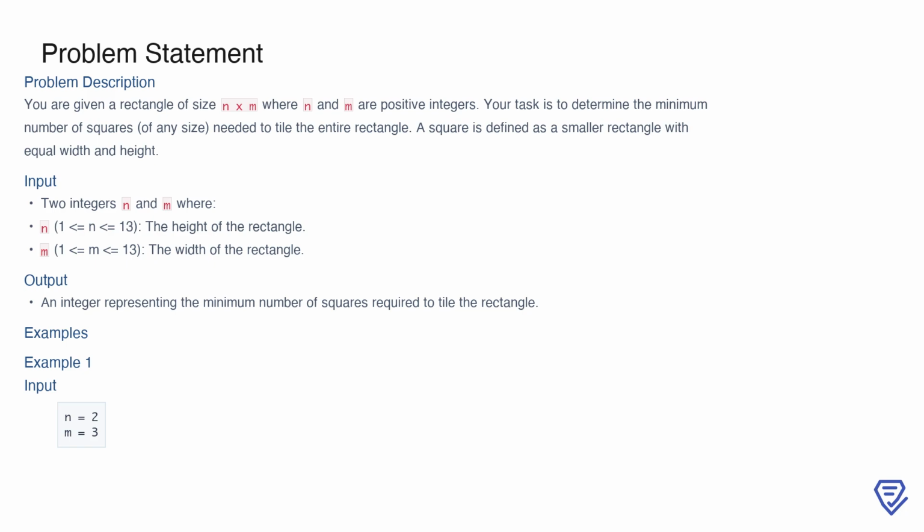For input, you will be given two integers, n and m, which represent the height and width of the rectangle, respectively. Both dimensions are constrained between 1 and 13, inclusive. The output should be a single integer representing the minimum number of squares required to tile the rectangle. To better understand the problem, let's look at some examples.